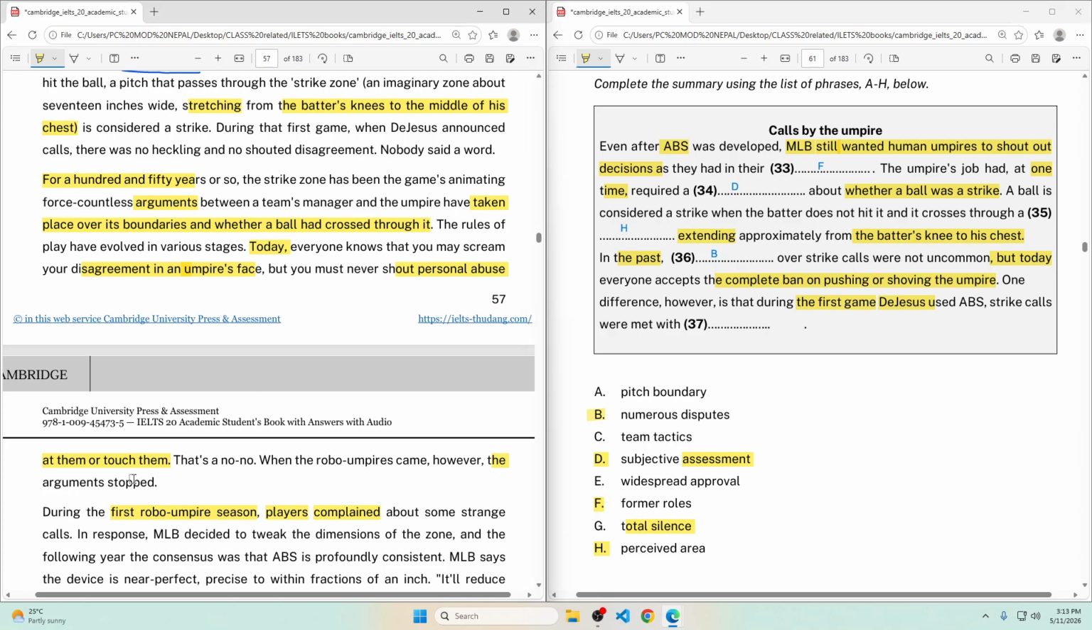Okay, the argument stopped. However, is right here. I was looking at the wrong place. I'm really sorry about that. It's right next to the previous sentence. That's a no-no. It says right here, right? But one difference: when the robo umpire calls, or when the games use ABS strike calls, the argument stopped. So they met with total silence. I was correct, but obviously I was looking at the wrong place, so I could not find the right answer. When the arguments stop, it is total silence.